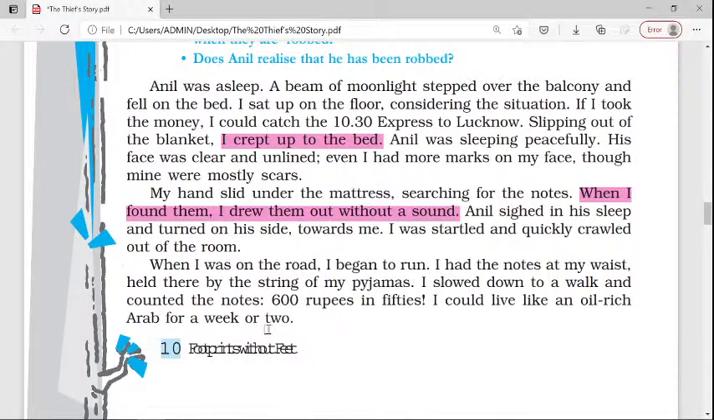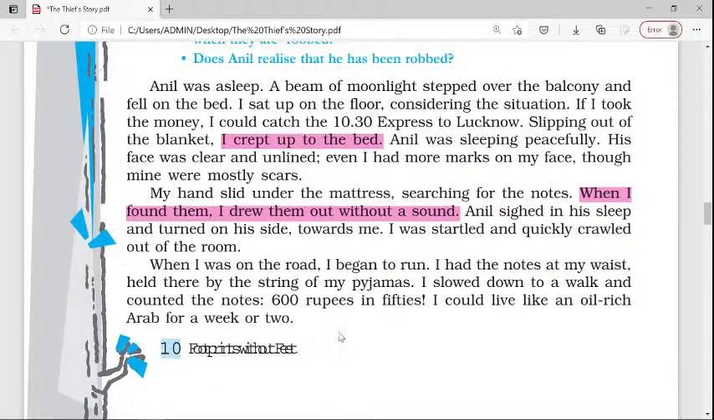Anil sighed in his sleep and turned on his side towards me. I was startled and quickly crawled out of the room. So Anil was sleeping on that bed and he was just sighing in his sleep and turned on his side towards Hari Singh, and then Hari Singh, out of fear, just crawled out of the room.